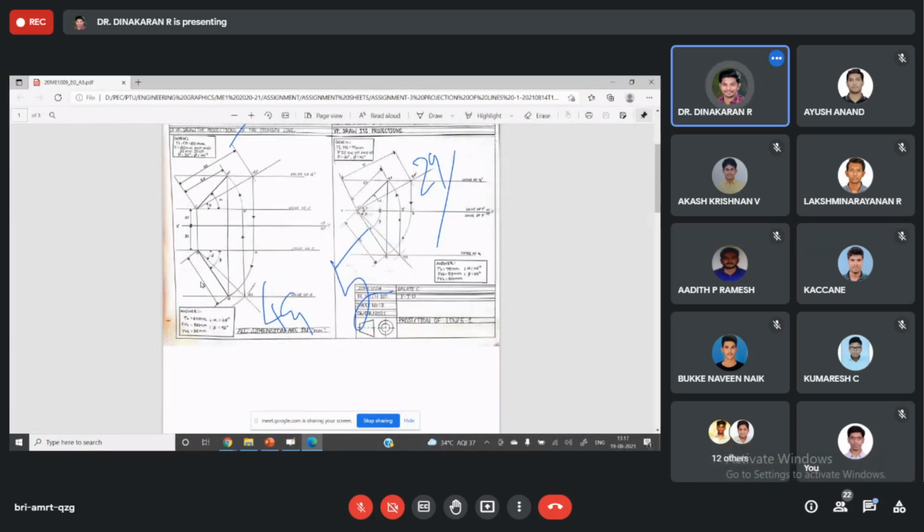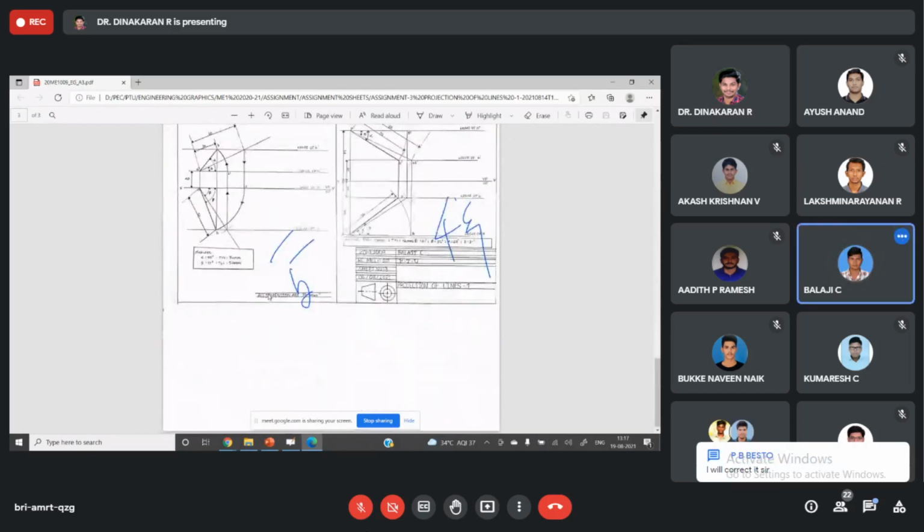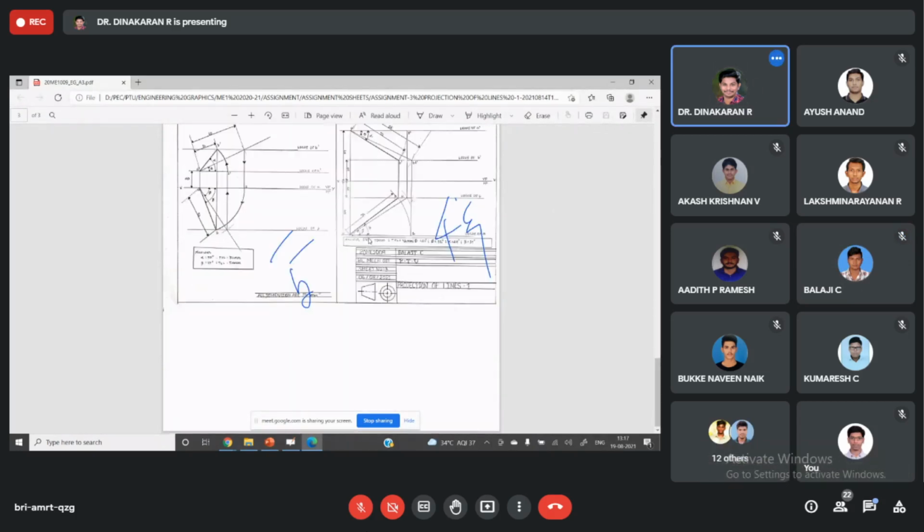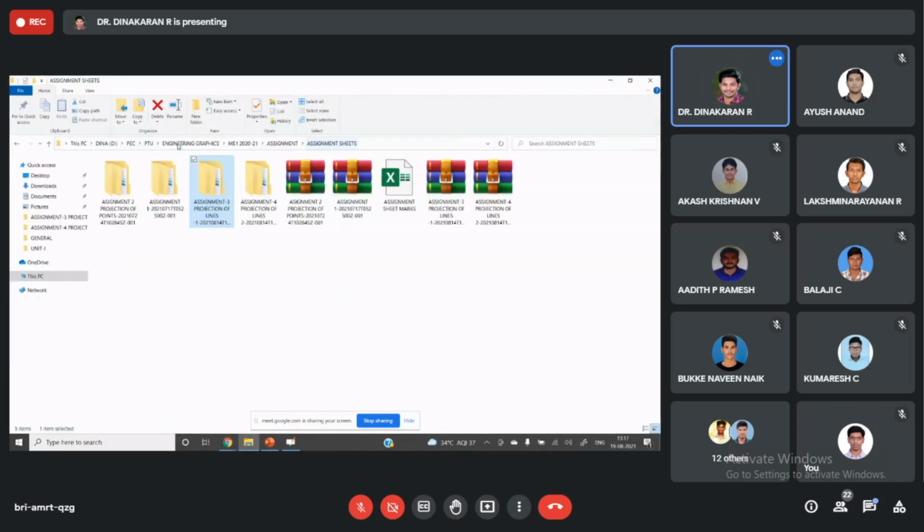Purida Balaji. Yes, sir. And here also you see. Reverse marking. Any other?